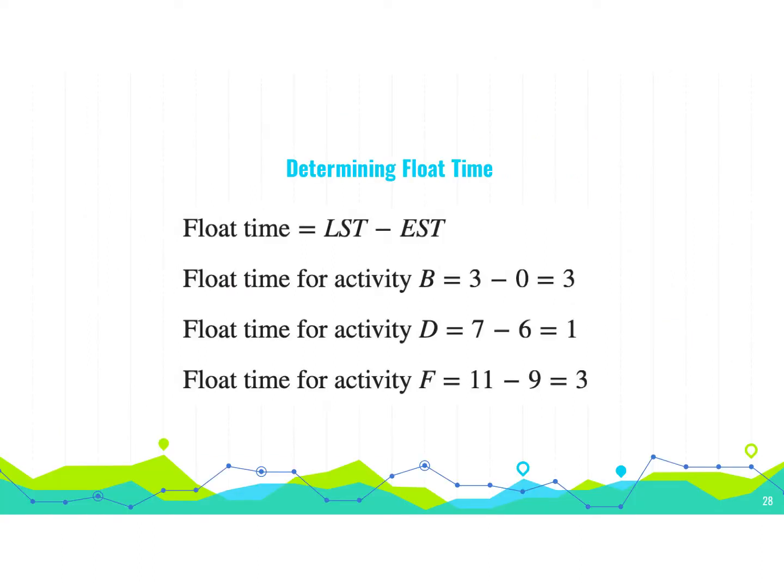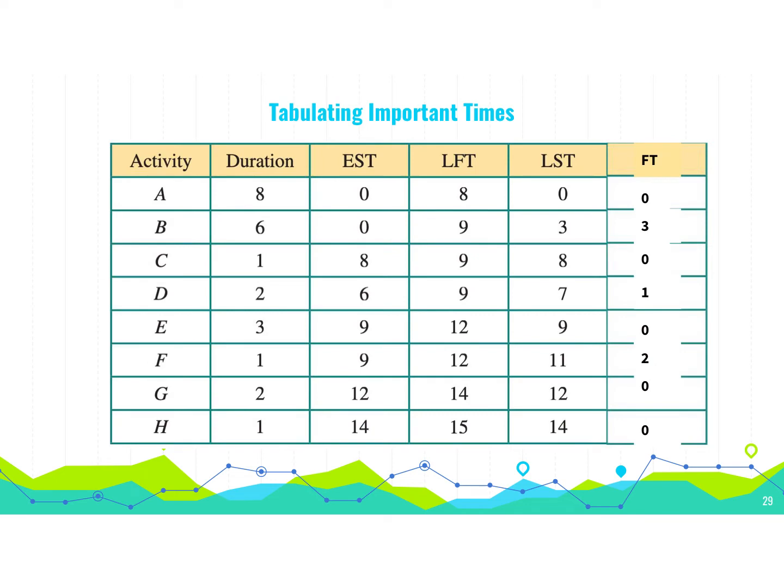I gave that to you. So how do we calculate this float time? We take the latest starting time and we minus the earliest starting time. So 3 minus 0, 7 minus 6, 11 minus 9. That's a mistake there. That should be 2. The textbook, always good for a couple of mistakes. Before, it says latest start time minus earliest start time. Now, what I've done here is I've actually added a column to the one in the textbook.